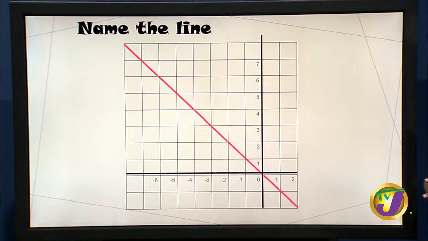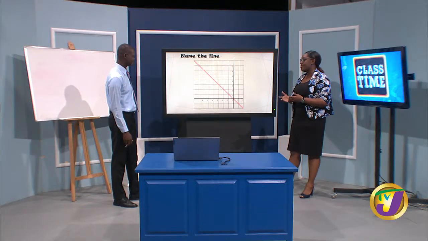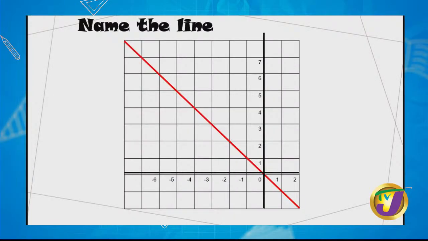So what do we notice about our x values? Our x values this time around are negative. But my y values are positive. So this line is y equals negative x. So this one is y is equal to negative x. If ever you are not sure, just do a little observation and see what you come up with.